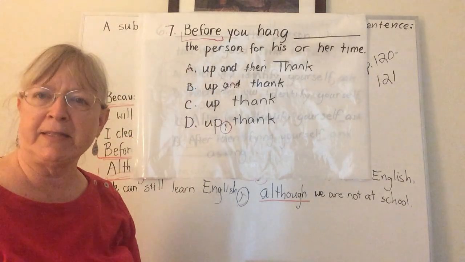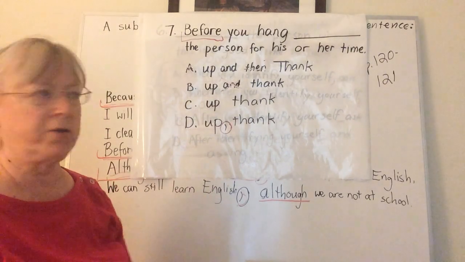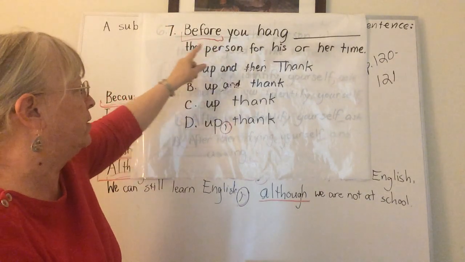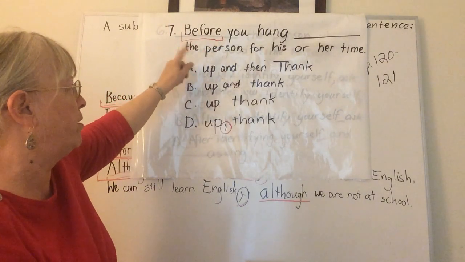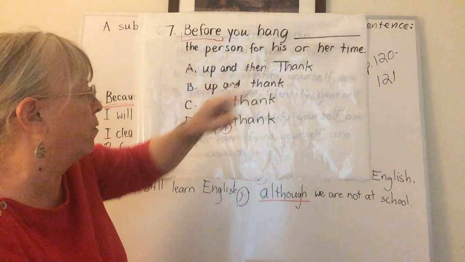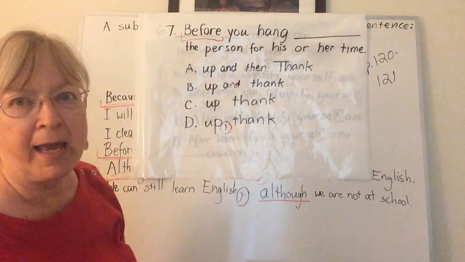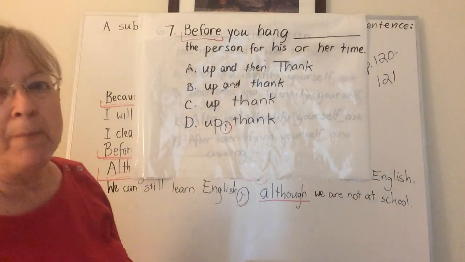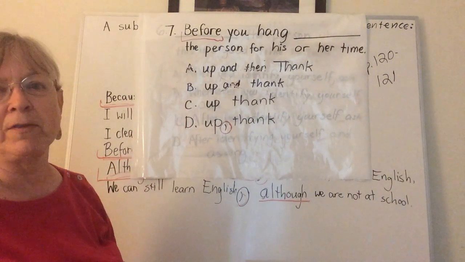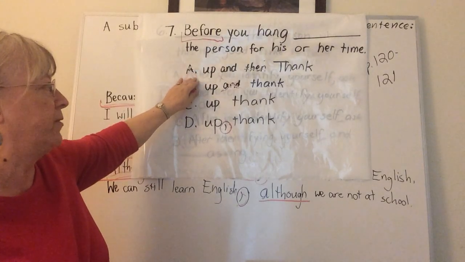Okay, so this section is on complex sentences. So we know we've got two clauses. So let's see. Before you hang the person, before you hang up and then thank the person for his or her time. That doesn't make sense. It's not a complete sentence. But even if you don't know that, there is a clue in this answer that makes it very easy to eliminate and know this is not the right answer.